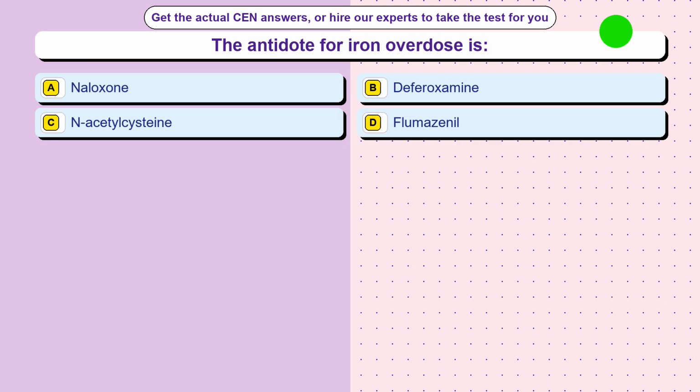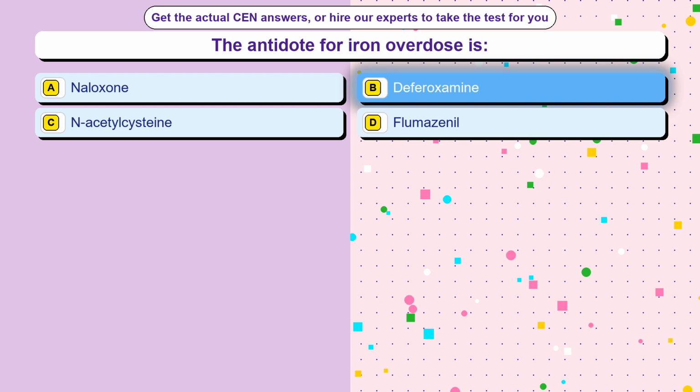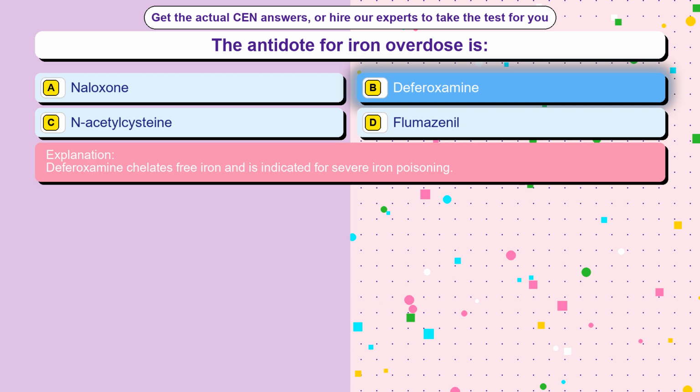Question 50. The antidote for iron overdose is: Option A, naloxone. Option B, deferoxamine. Option C, N-acetylcysteine. Option D, flumazenil. The correct answer is option B, deferoxamine. Deferoxamine chelates free iron and is indicated for severe iron poisoning.